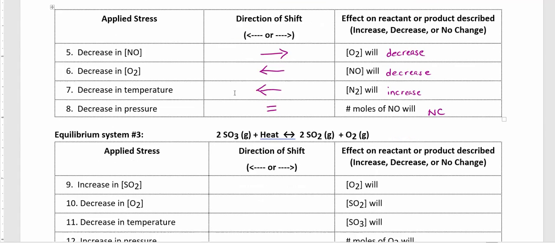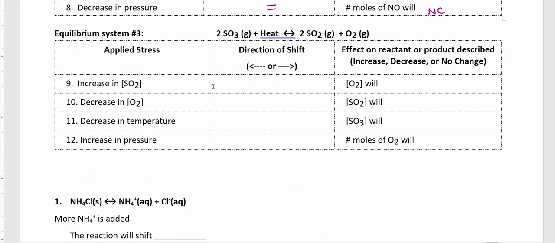For system number 3, if we increase the concentration of SO2, then we will shift away from an increase and we will decrease the concentration of O2. If we decrease the O2, so we're going to pull that down, then we will shift towards a removal and the concentration of SO2 will increase in order to compensate.